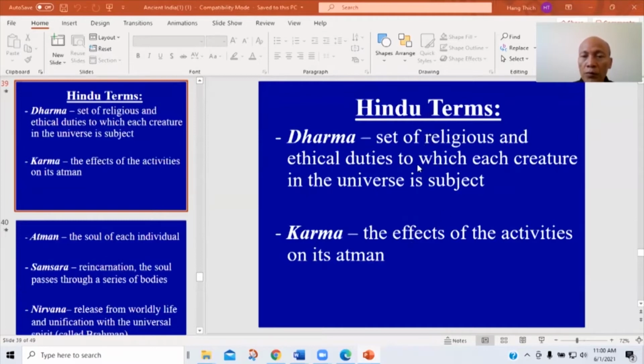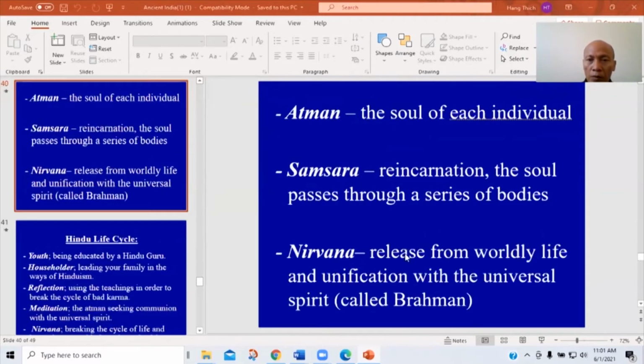In Hindu terms, there is Dharma, which means the set of religious or ethical duties or responsibilities of Hindu people, and karma, the effect of the activities of the Atman. Atman is the soul of each individual. And samsara is the incarnation, where the soul passes through a series of bodies from one lifetime to another. It's called samsara, and they also have the idea of nirvana, the release from worldly life and also the unification with the universal spirit, that means Brahman.